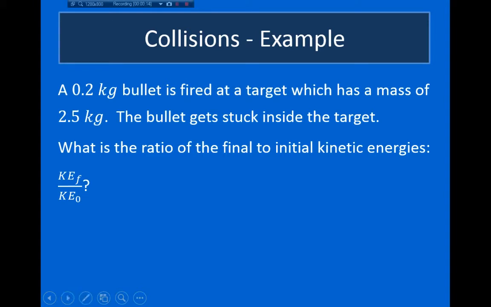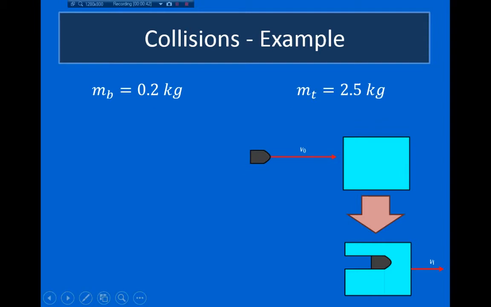This example says a 0.2 kilogram bullet is fired at a target which has a mass of 2.5 kilograms. The bullet gets stuck inside the target, so this means it's a perfectly inelastic collision. What is the ratio of the final to the initial kinetic energies? We know that during perfectly inelastic collisions, the kinetic energy won't be conserved. However, during any type of collision, momentum is conserved. So the initial momentum is equal to the final momentum.